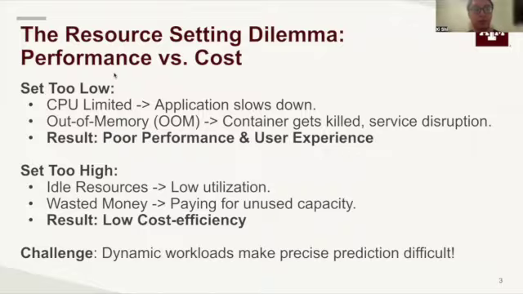If the limits are too low, apps run slowly, CPU is throttled, or containers crash because of OOM. This means poor performance. If limits are too high, resources are idle most of the time. This is low utilization. You pay for unused resources. This means wasted money and low efficiency.